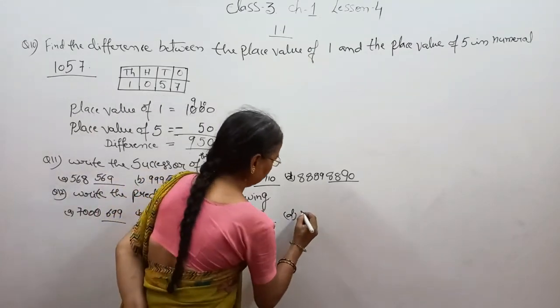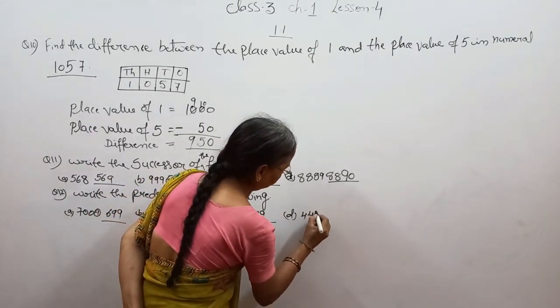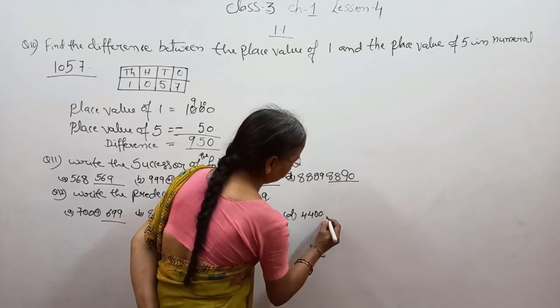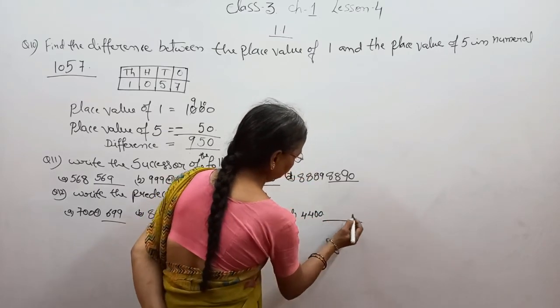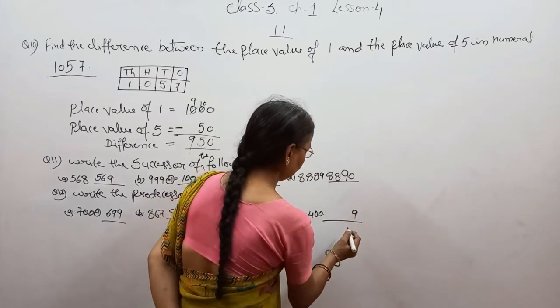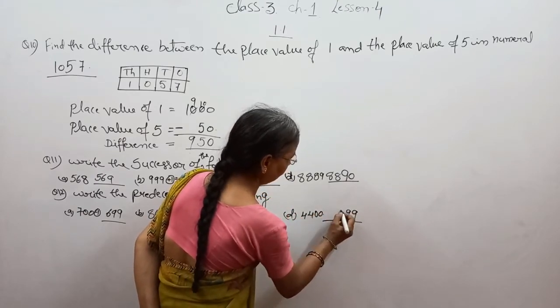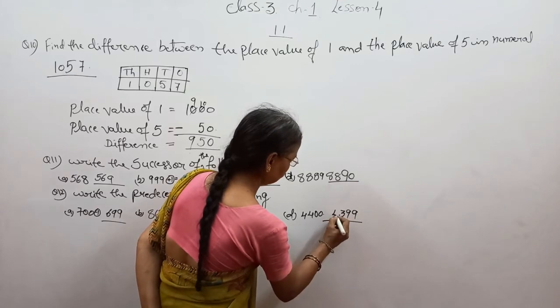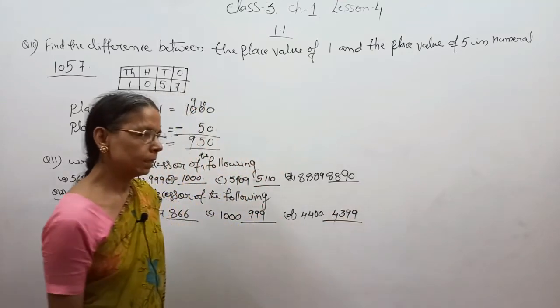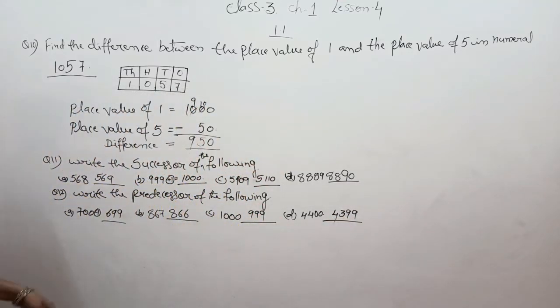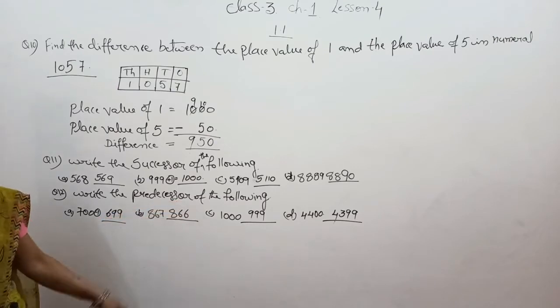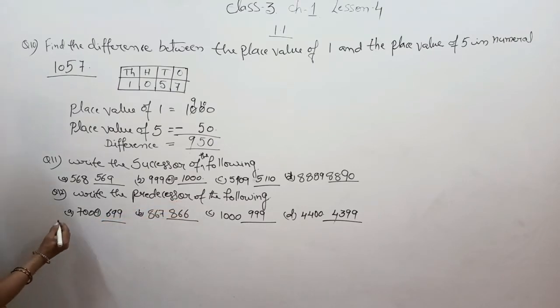Then fourth, 4400. From this we have to minus 1, we get simply 10 minus 1, 9. Then again 9. Then here we have 3. It is 4399. Like this we have to write the predecessor of the given numbers. Question number 13.